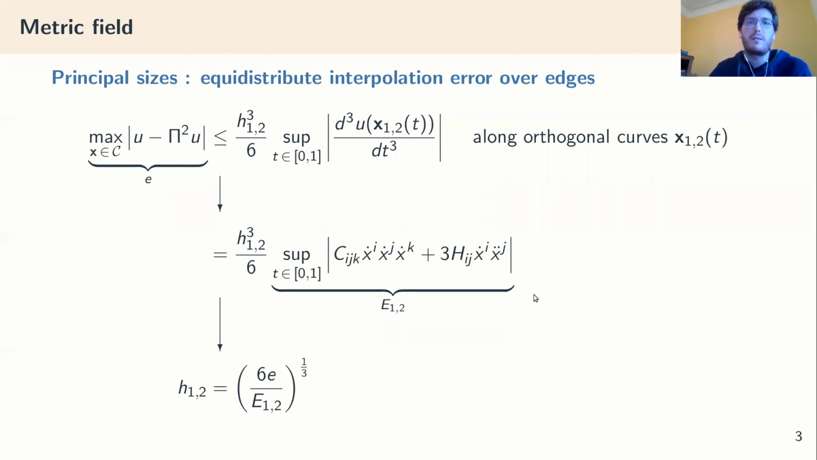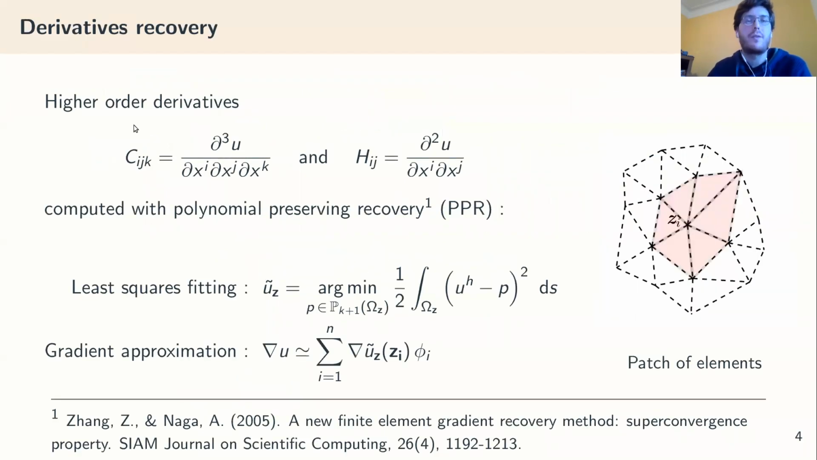So calling all this term the error along both directions we consider, we can determine the element size by plugging in the target error we'd like to achieve on the edges and computing this error term. So to compute this, we obviously need to recover some high order derivatives, the third order derivative tensor and the Hessian tensor or matrix.